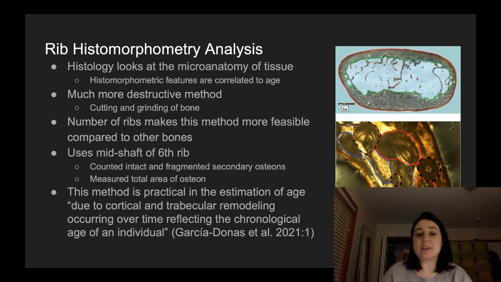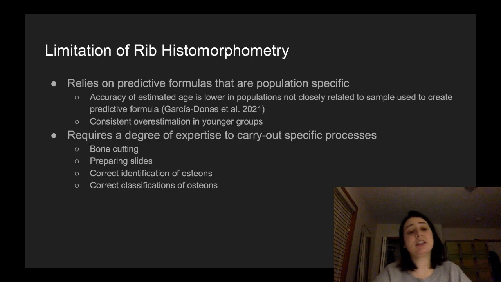This was performed on the midshaft of the sixth rib, but the studies did say that they could use the fourth and eighth rib as well. So anywhere in between the fourth and eighth rib are all potential areas where you can perform this form of analysis.